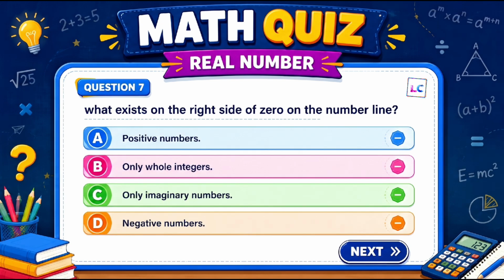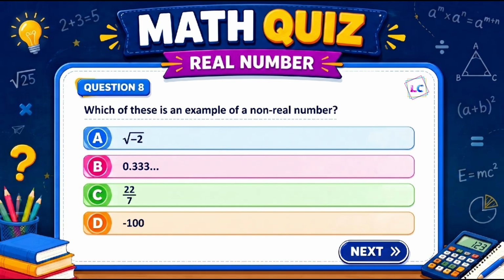What exists on the right side of 0 on the number line? The right answer is option A. Click Next. Question number 8.